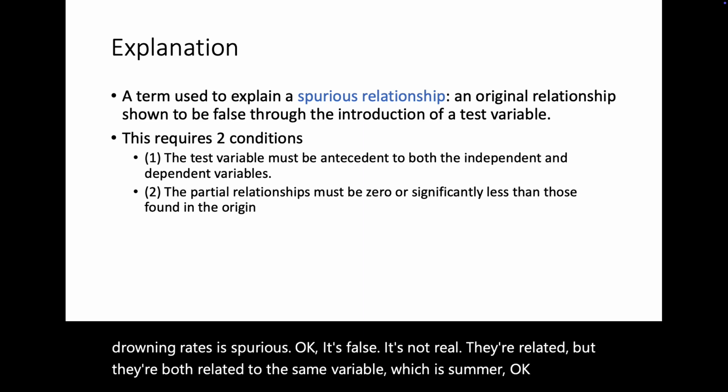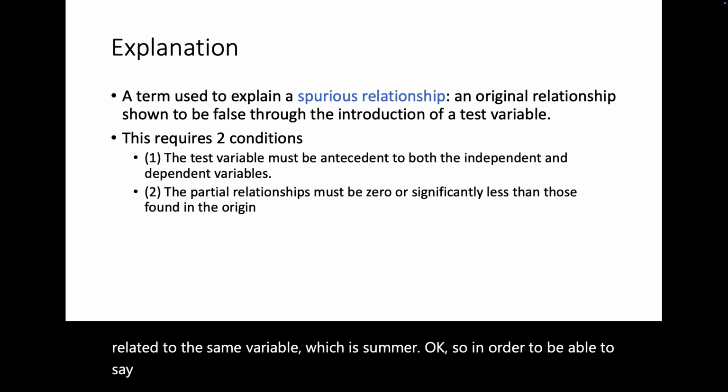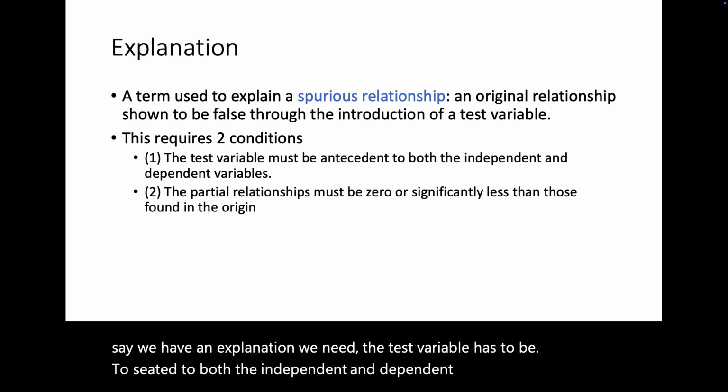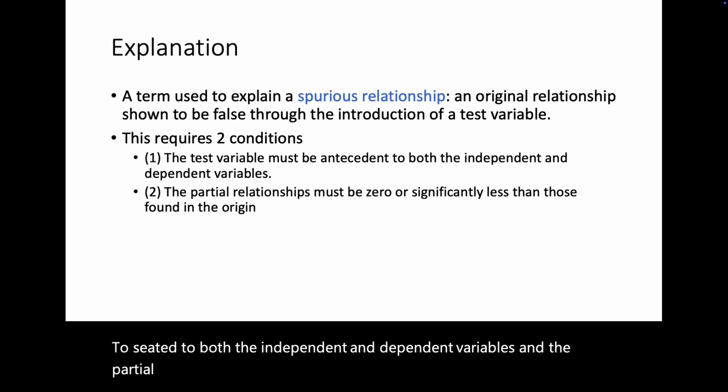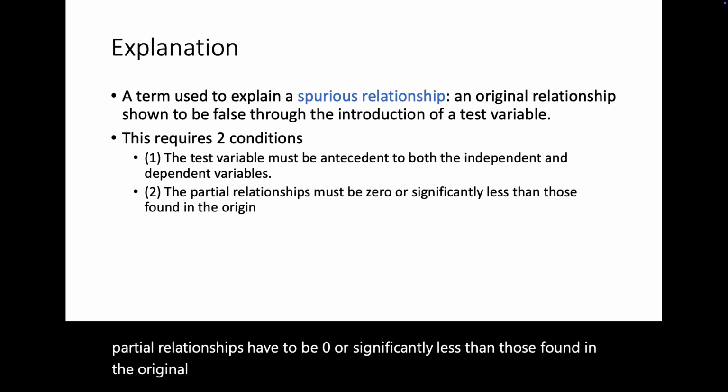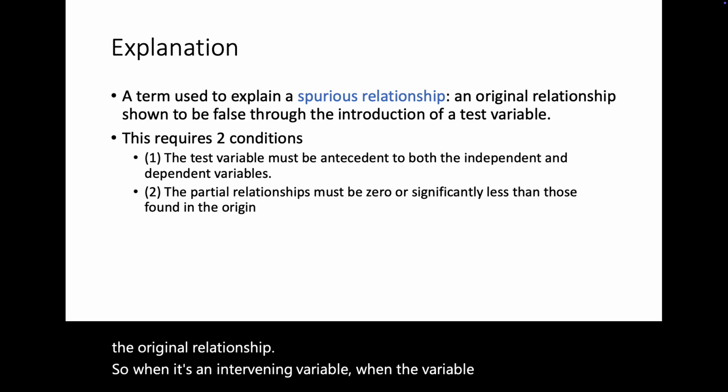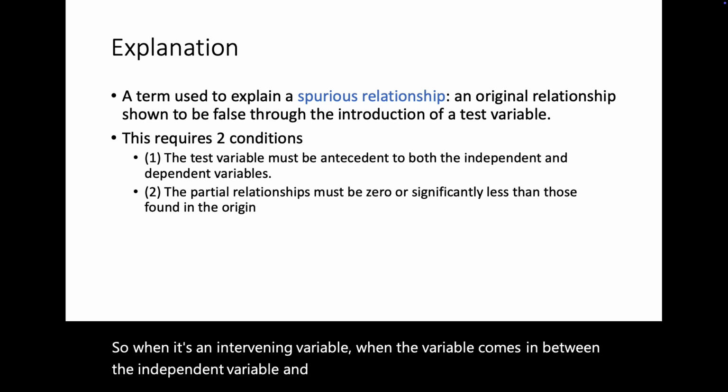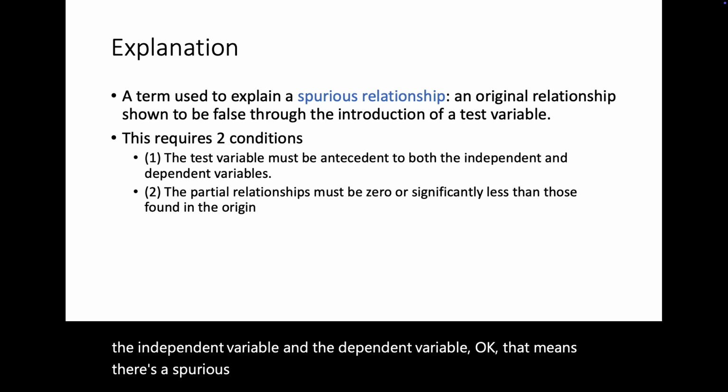So in order to be able to say we have an explanation, the test variable has to be antecedent to both the independent and dependent variables, and the partial relationships have to be 0 or significantly less than those found in the original relationship. So when it's an intervening variable, when the variable comes in between the independent variable and the dependent variable, okay, that means there's a spurious relationship there.